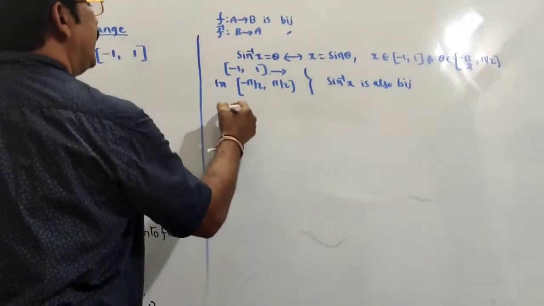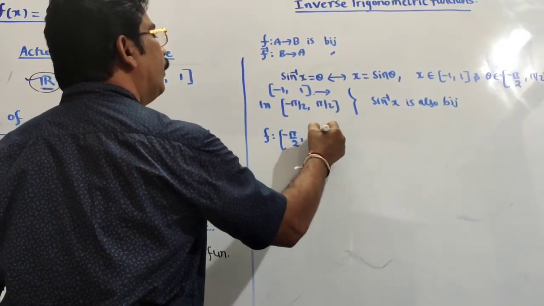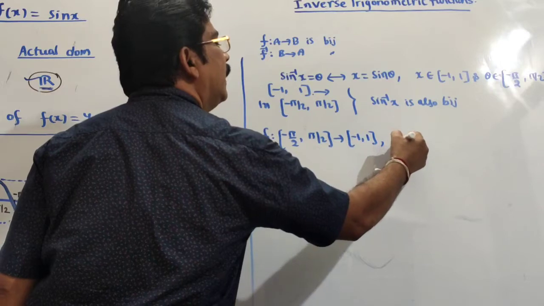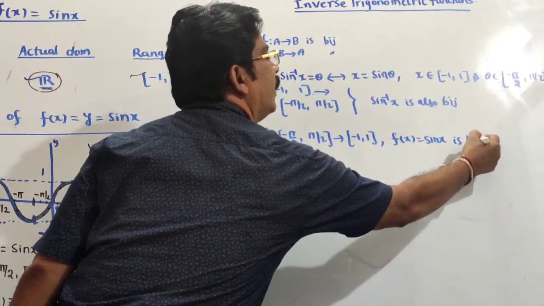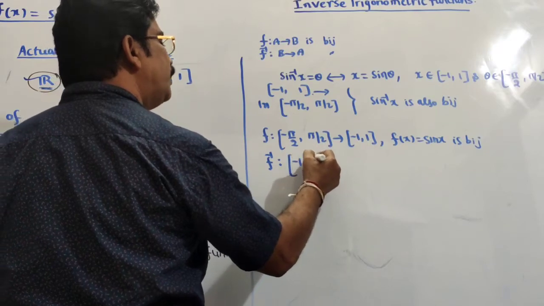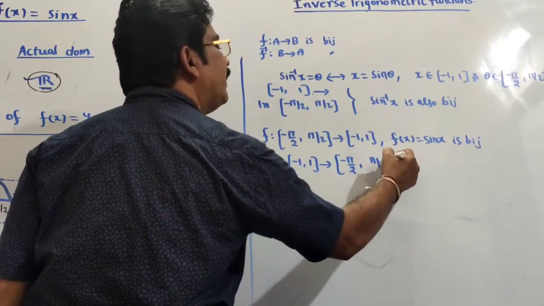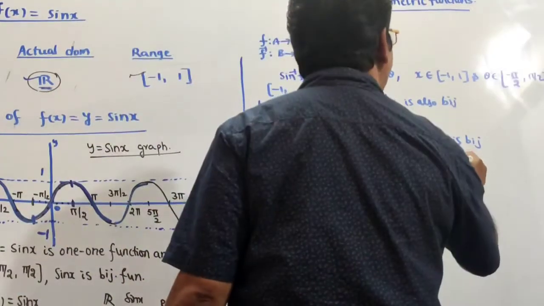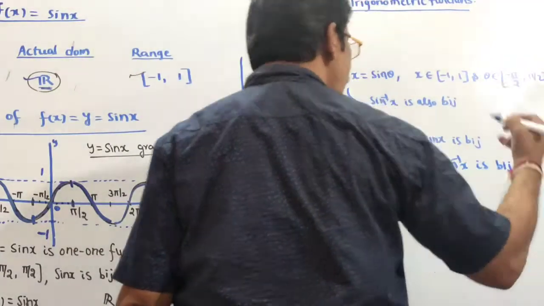So therefore f from the closed interval of minus pi by 2 to plus pi by 2 to the closed interval of minus 1 to 1, f of x defined as sin x, is bijective. Similarly, f inverse from minus 1 to plus 1 to the closed interval of minus pi by 2 to plus pi by 2, f inverse of x defined as sin inverse x. Sin inverse x is also a bijective function.